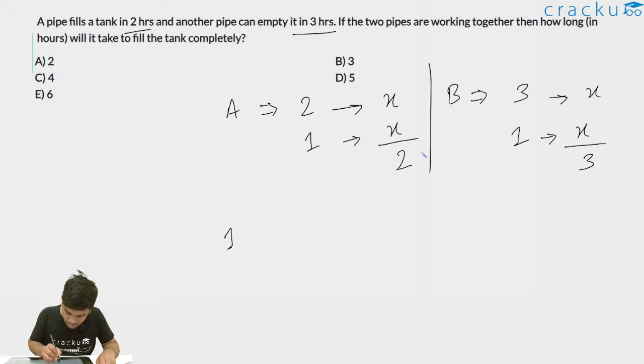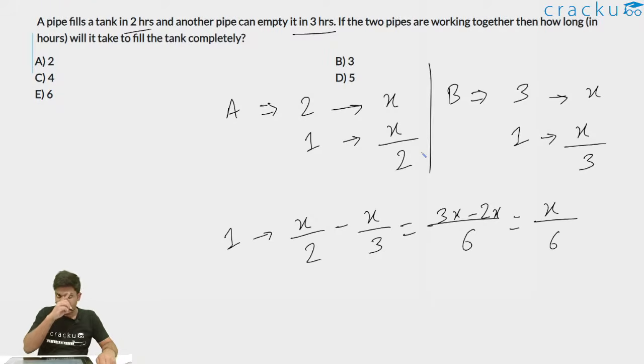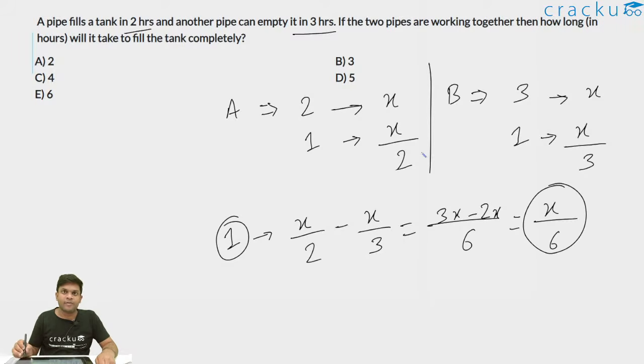So in 1 hour, A will fill X by 2 liters of water and B will take out X by 3 liters of water. So it will be subtracted. So when you solve this, you will get 6 as the LCM, and it will be 3X minus 2X, which is equal to X by 6. So in 1 hour, both A and B together can fill X by 6 liters of water.